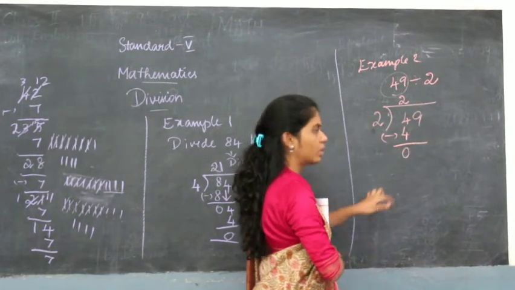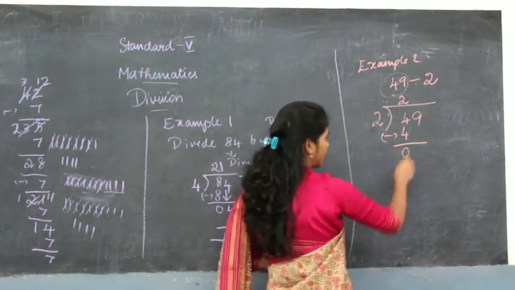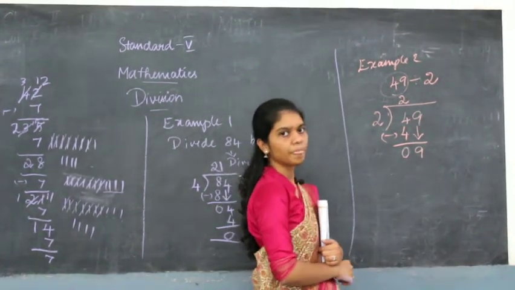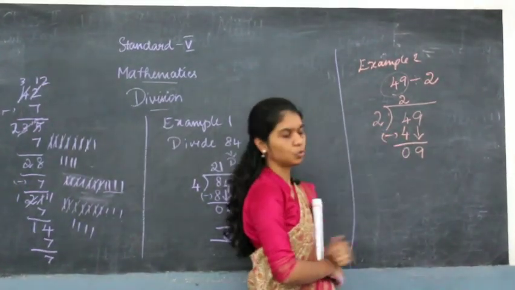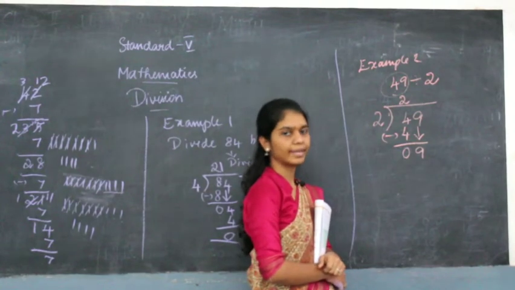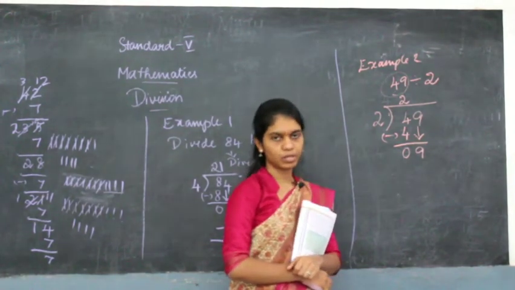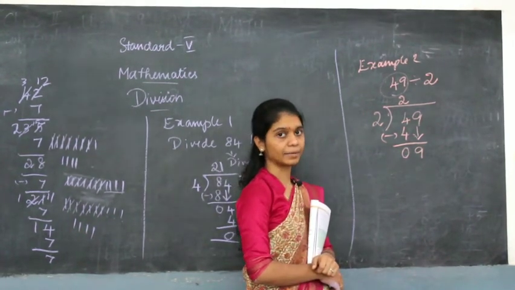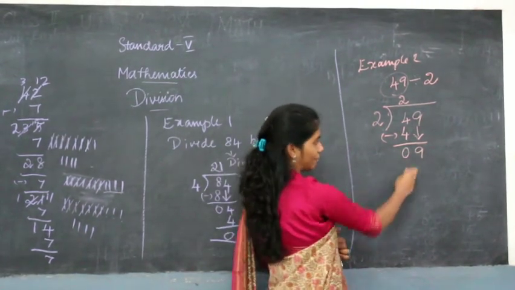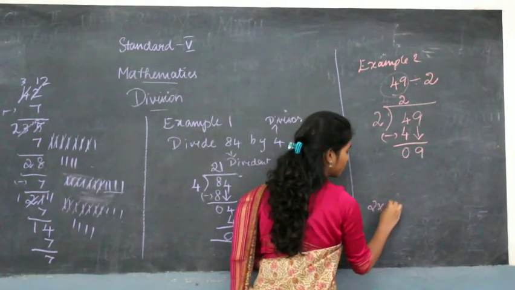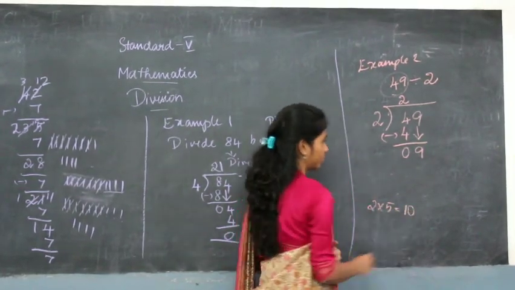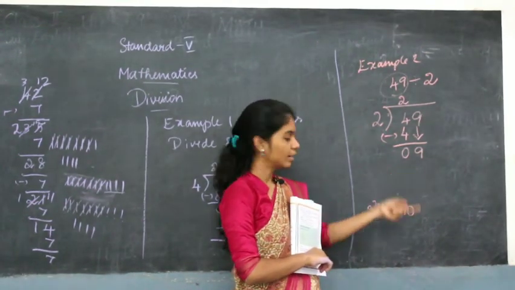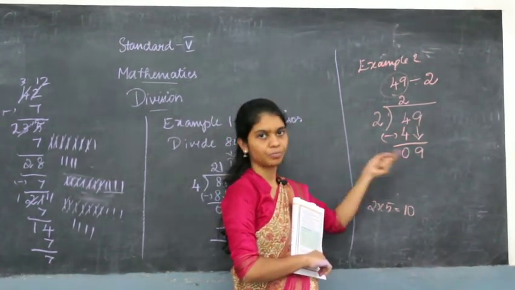Now this is over. So what you will do is you will get the next term down, which is 9. Now 9 is greater than 2. So what you will do is you will start telling tables. 2 ones are 2, 2 twos are 4, 2 threes are 6, 2 fours are 8, 2 fives are 10. See, here you have 9 and 2 fives are 10. 10 is greater than 9, right? So you cannot subtract 10 from 9. Yes or no? You cannot.